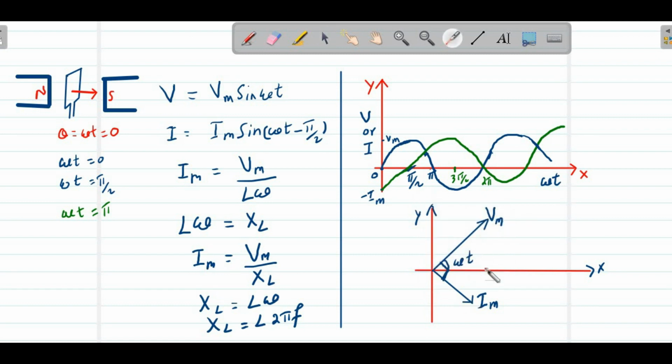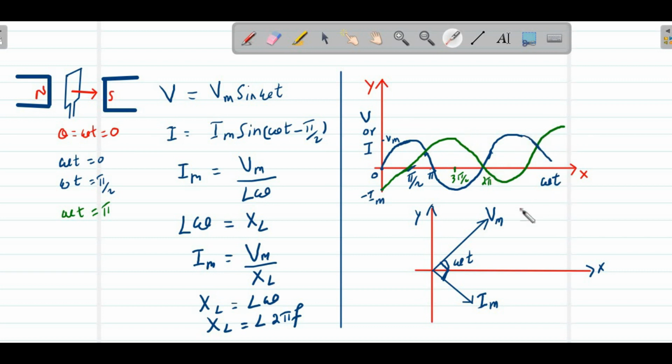These two phasors always rotate in the anti-clockwise direction this way. When these two vectors rotate anti-clockwise, you can see the current will always be coming behind the voltage. During that rotation, if you take the projection of Vm on the y-axis, the component of Vm on the y-axis at any instant of time, that will be the instantaneous value of voltage. In the same way, the projection of Im on the y-axis at any instant of time will give the instantaneous value of current at that time.